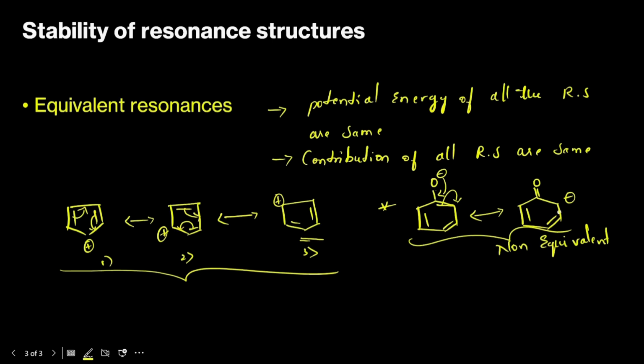Stability among these two: if you consider this is A and this one is B. Here in both the cases, 3 pi bonds, here also 3 pi bonds. But in the first case, negative charge present on the electronegative atom is more stable. Therefore, A is more stable than B. This is the stability order.